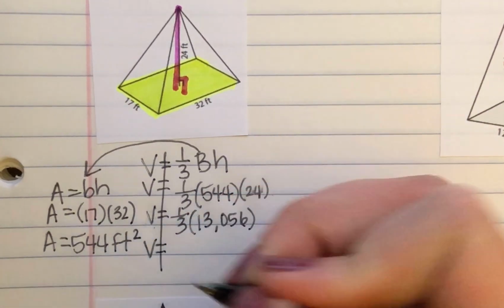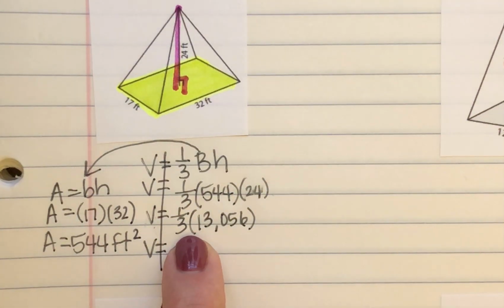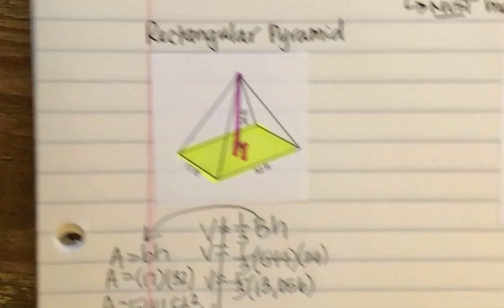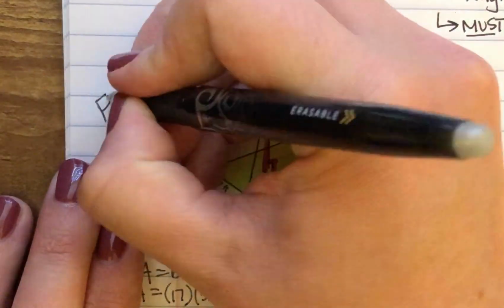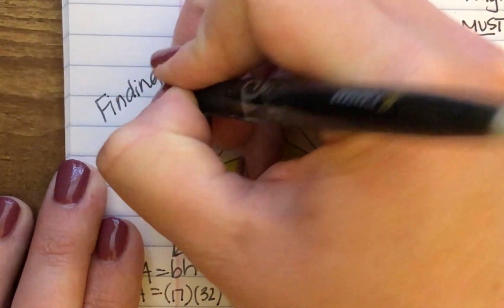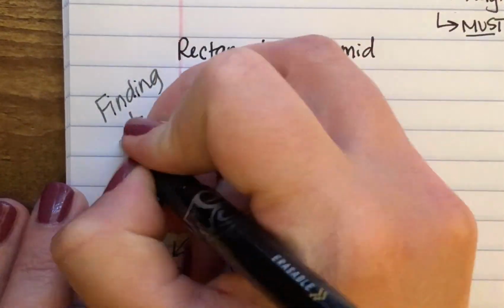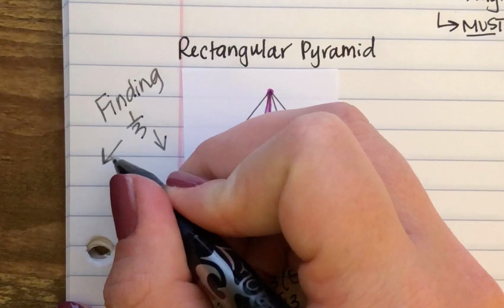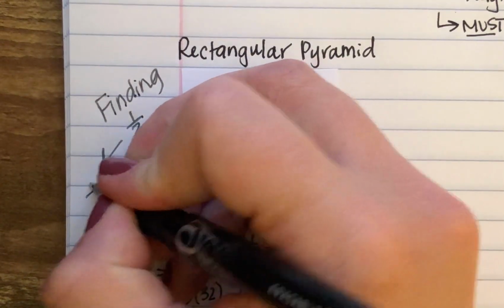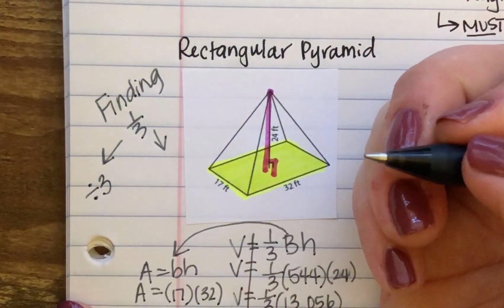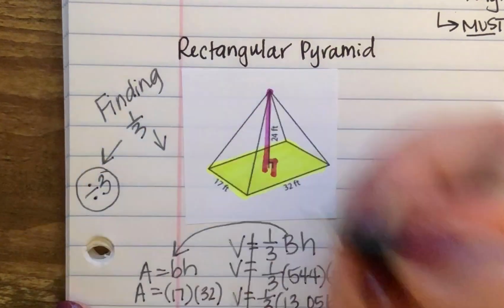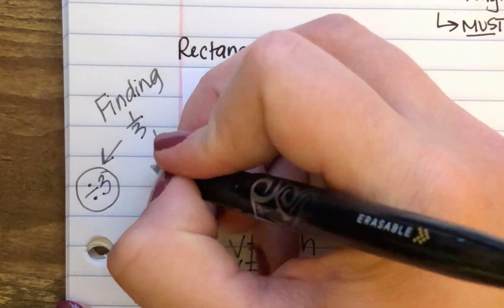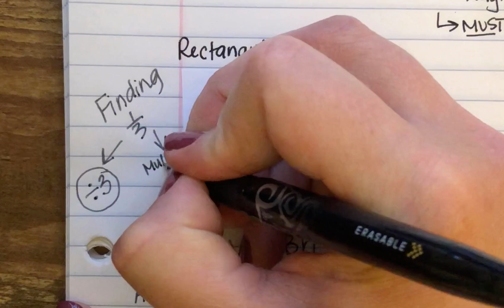Now this is the only thing that's different between finding the volume of a prism and the volume of a pyramid. We need 1/3 of something. So let's talk about finding 1/3. There are two ways we can do this. One of the ways is to divide by 3, which I would really encourage you to do, or we can multiply by the fraction.